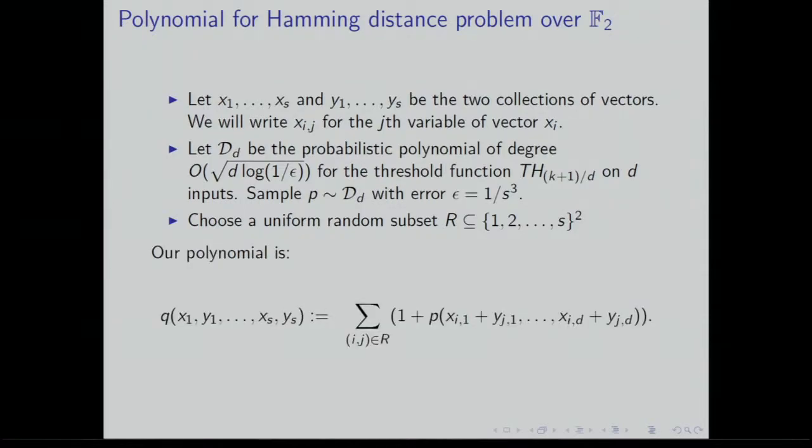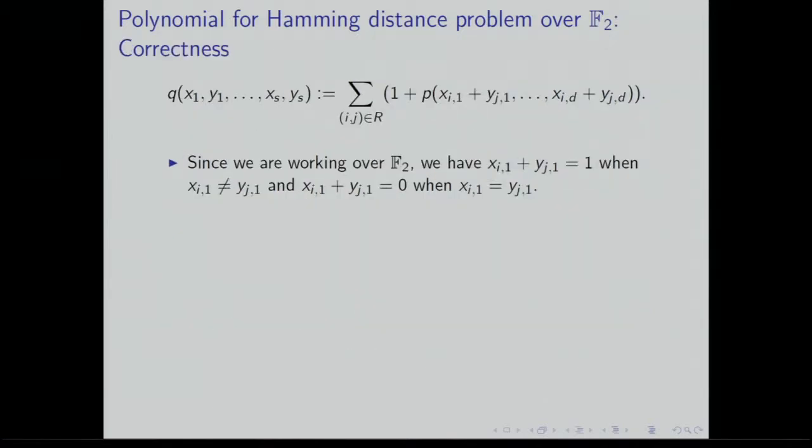Okay, so our polynomial is defined like this. It's going to be the sum, over the pairs that we ended up randomly picking, of 1 plus our threshold polynomial evaluated at the entry-wise vector sum of xi and yj. Okay, here it is again, up here.